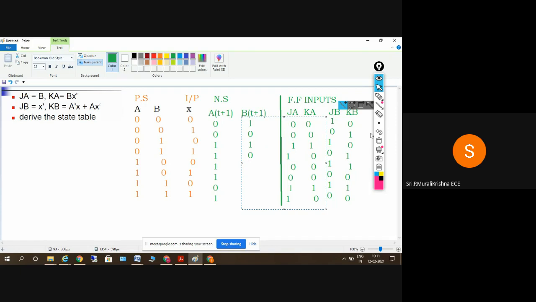So 1, 1 is a toggle of the previous state, so the toggle of the value of A here. The value is 1 here, so the toggle is 0. Take the values: the fifth value is 1 here. B is 0, so we'll get a 1. And next 0, 0: it's the previous state, 0. And next 1, 1: the previous state is 0, so toggle gives 1.